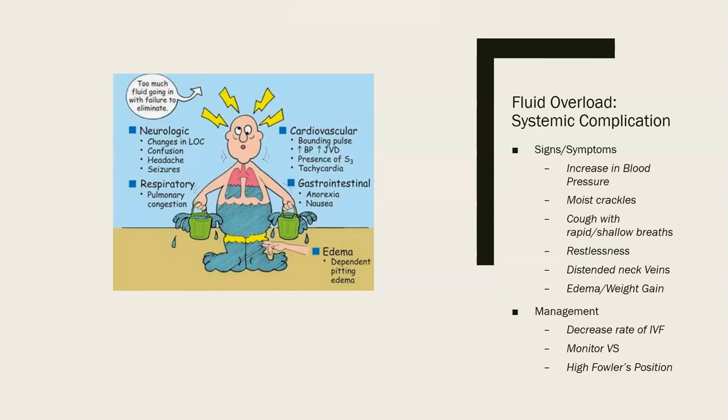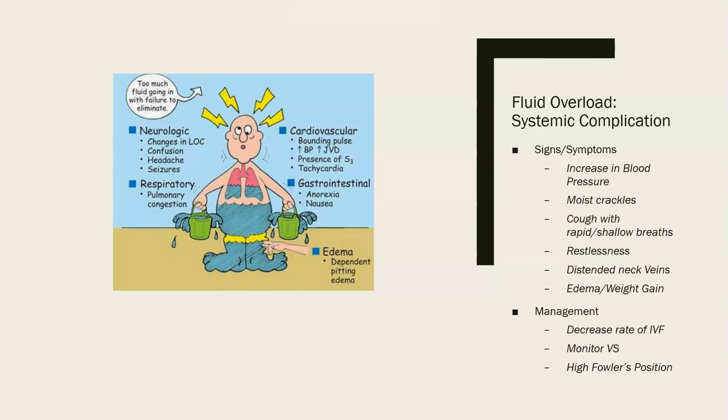We need to monitor the vital signs, specifically the blood pressure and the respiratory rate. Those are going to be our main ones that we focus on, but we'll check them all. We also want to monitor our O2 saturation because if our lungs start filling up with fluid, we're not going to be able to have that gas exchange, so the patient's not going to be able to oxygenate. And then we're going to put them in high Fowler's position to help promote good breathing as much as we can.